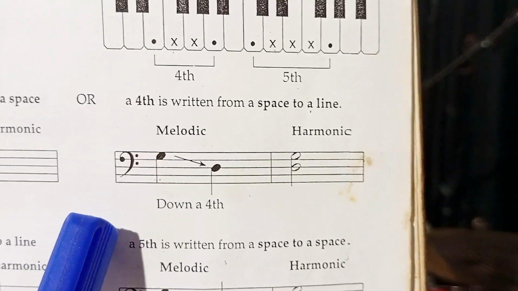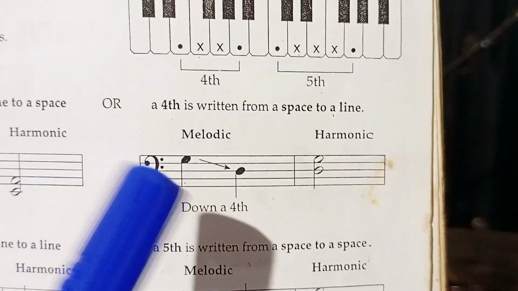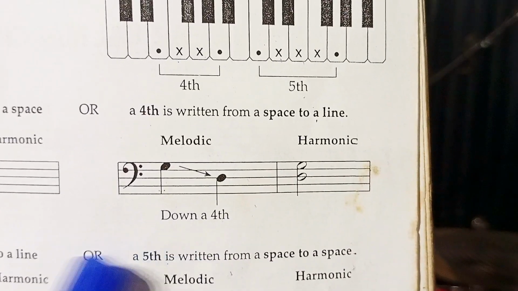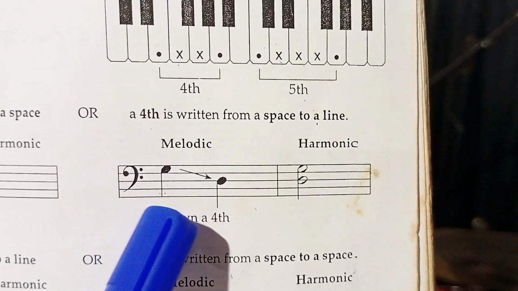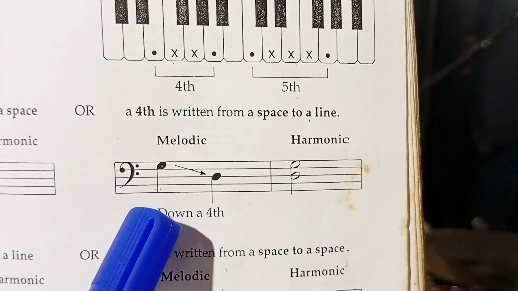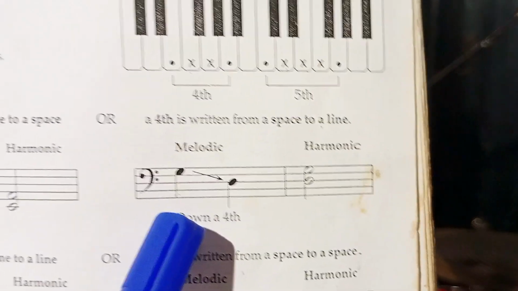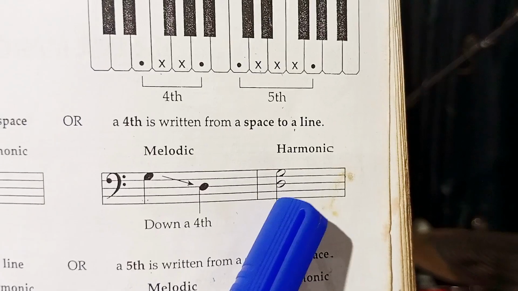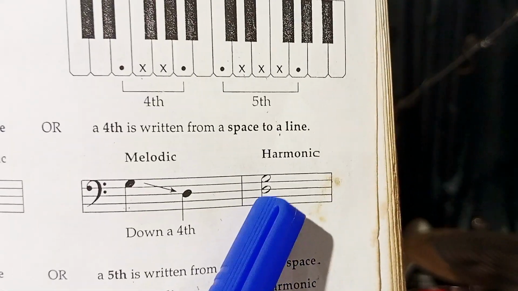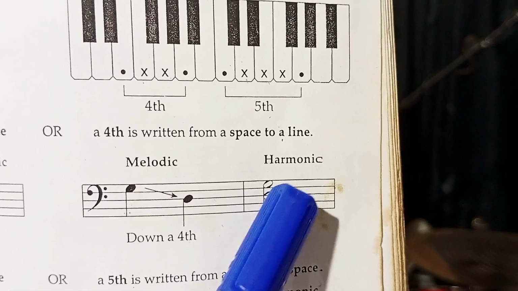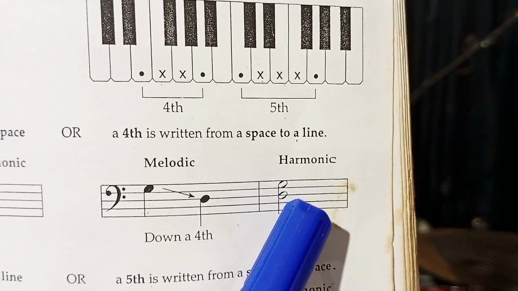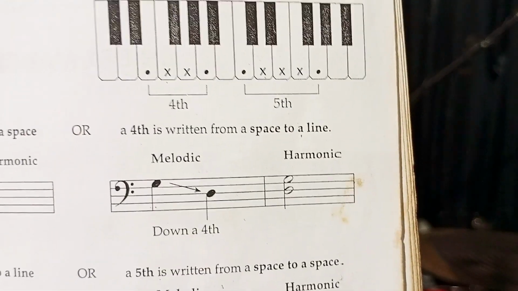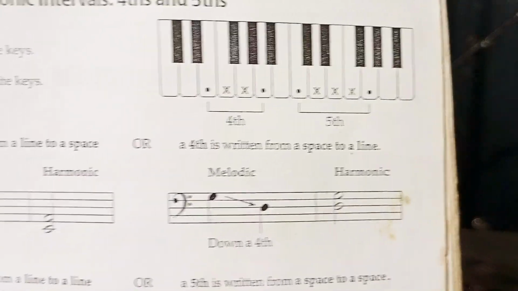Then a fourth is also written from space to line. Melodic, this is G to D. G to D will be a fourth interval. Then harmonic, you play the notes together, you play D and G together at the same time. That will be our harmonic. So that's how it works in staff notation.